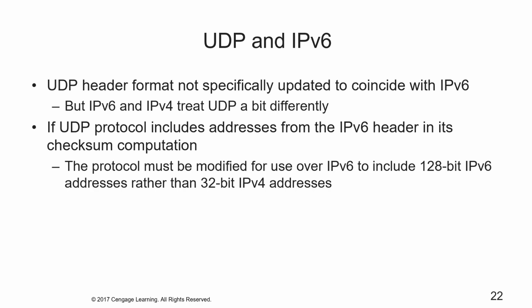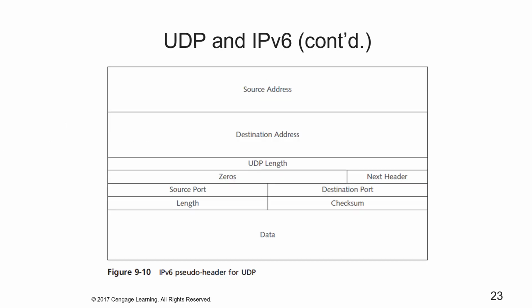IPv6 treats UDP as an upper layer transport protocol, so it manages UDP in accordance with its requirements. So UDP hasn't changed, but IPv6 and IPv4 treat UDP a bit differently. All the information for UDP headers, port numbers, and processes that are valid under IPv4 are all valid under IPv6. So here's an IPv6 pseudo header for UDP.